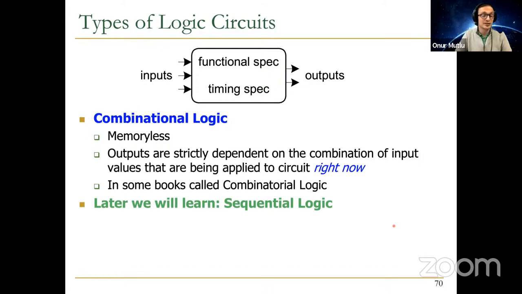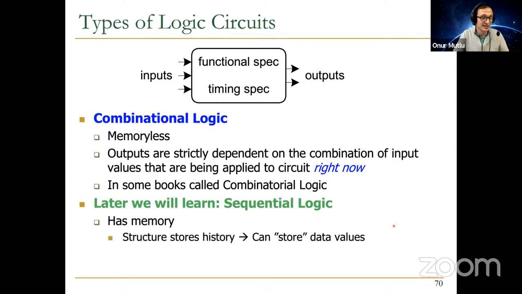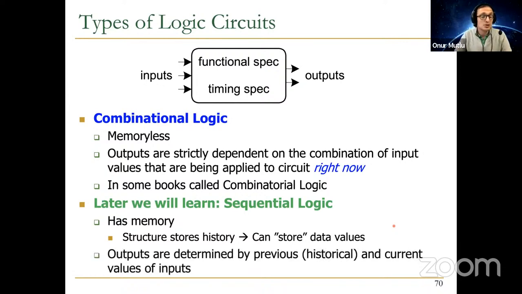So later we will also learn sequential logic, which also has memory. Basically, sequential logic stores history. It can store some data values. So it has some memory elements in it. And outputs are determined by not just current values, like in combinational logic, but also historical values that were stored. Okay, so you have two different types of things that are determining the output: previous values and then current input values. So in a sense, sequential logic is more general. It encompasses some memory plus combinational logic, essentially. That's the idea over here.